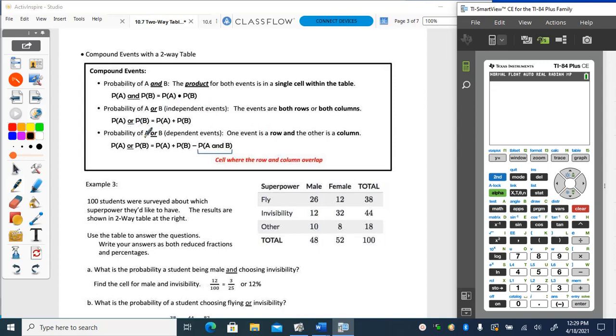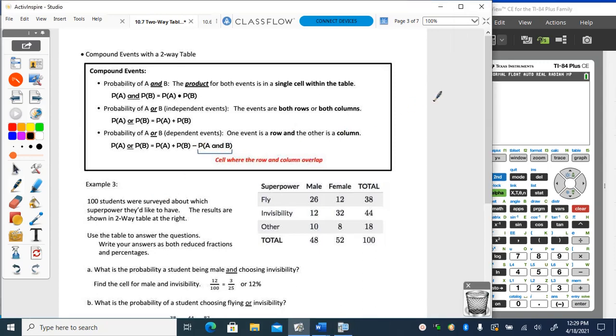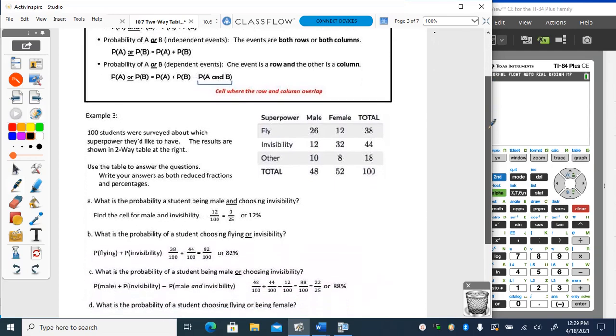And then we have the probability of or dependent. So there's two kinds of ors. We either have independent or dependent. Dependent is when one event is in a row and the other is in a column. So the probability of A or probability of B would be probability of A plus probability of B minus probability of A and B. That'll make more sense when we're looking at it. It's this cell where the row and column are overlapping. So let's keep going.